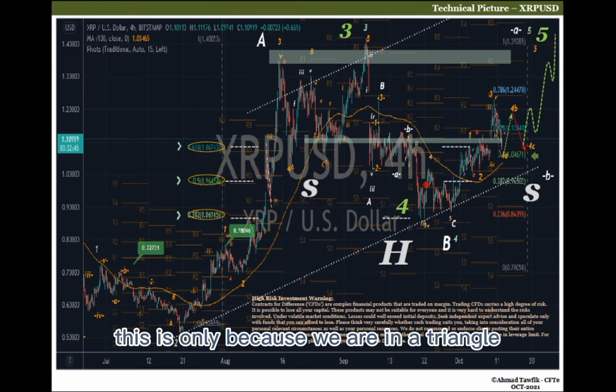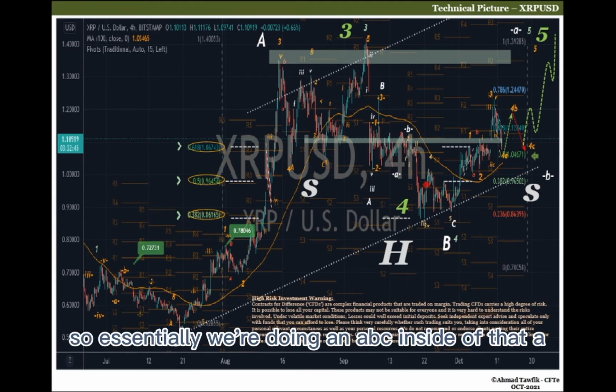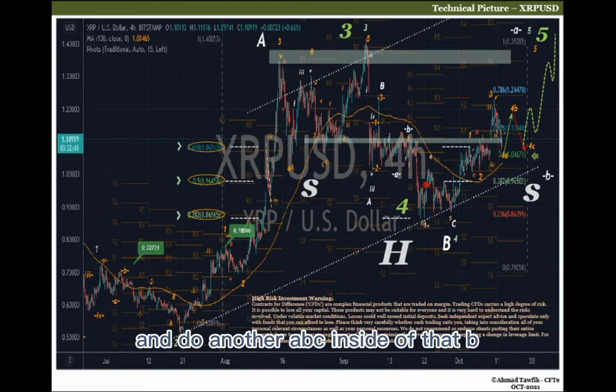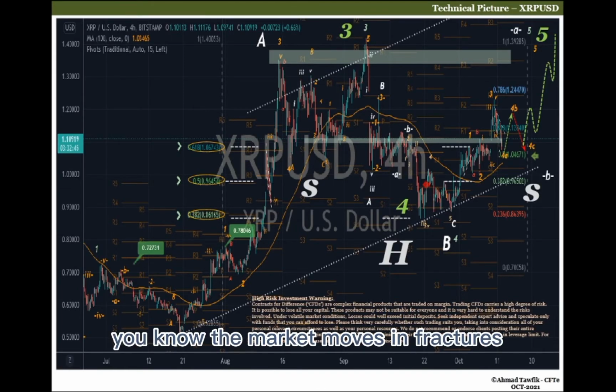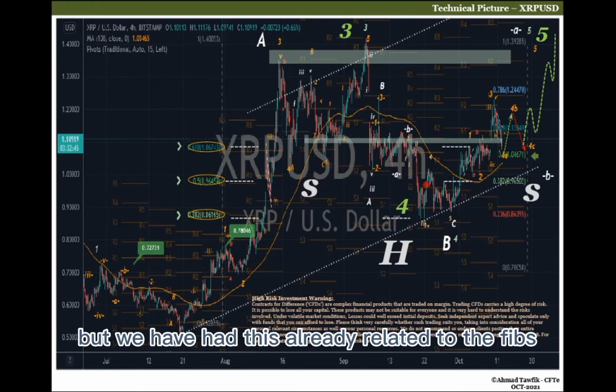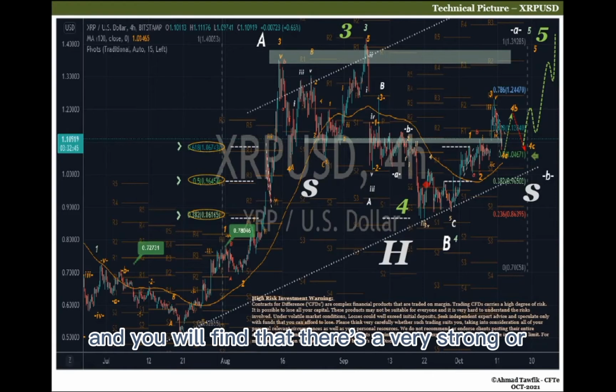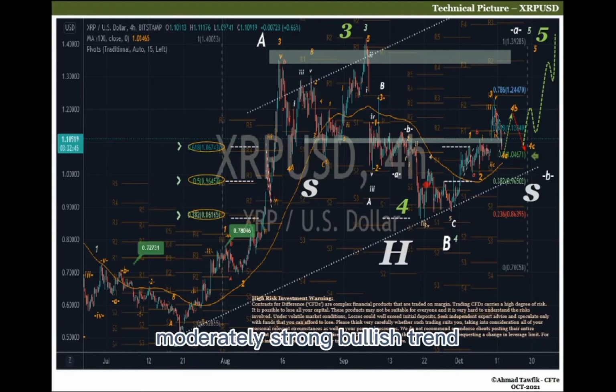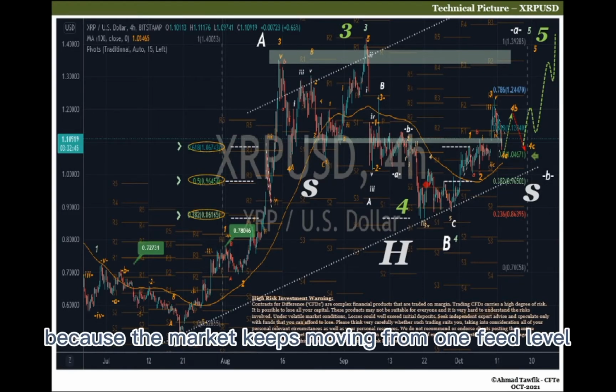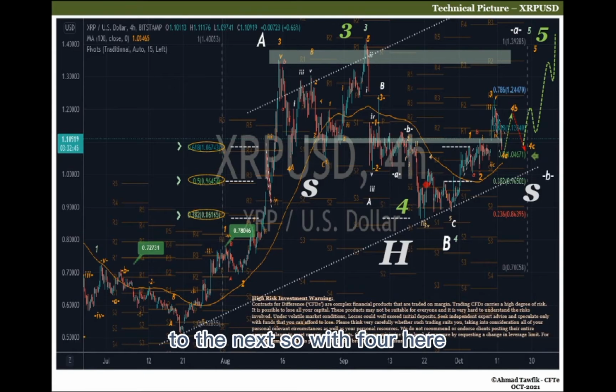This is only because we are in a triangle. So essentially we're doing an ABC inside of that A, and there will be another ABC inside of that B. You know, the market moves in fractions. But we have had this already related to the fibs, and you will find that there's a very strong or moderately strong bullish trend because the market keeps moving from one fib level to the next.